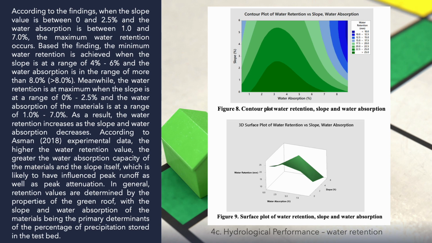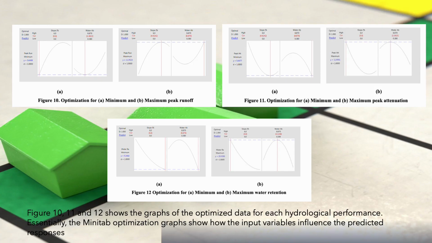Based on Figure 8 and Figure 9, it can be observed that the water retention increases as the slope and water absorption decrease. This is because the higher the water retention value, the greater the water absorption capacity of the material and the slope itself. In general, the retention value is determined by the properties of the green roof, which are the slope and water absorption of the material, being the primary determinants of the percentage of the precipitation stored in the test bed. Figures 10, 11, and 12 show the optimized data for each hydrological performance.